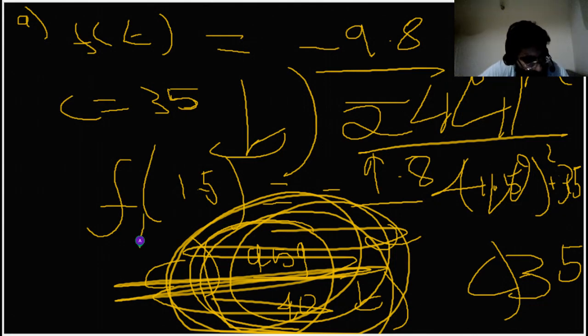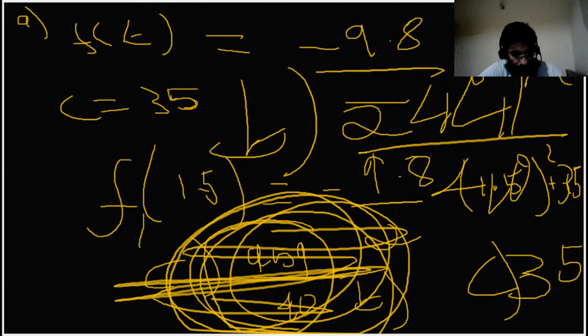Part D, estimate the time it will take the arrow to hit the ground. How would I know? Rearrange, make T the subject. Find the value of T. The arrow will hit the ground when the height is 0. So put f of x equal to 0. Minus 4.9 t squared plus 35 is equal to 0. I don't know what you're saying.